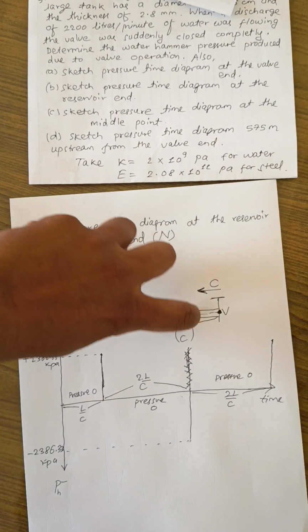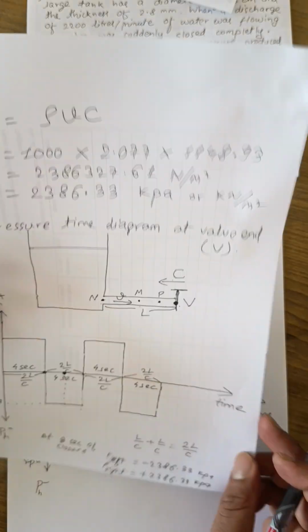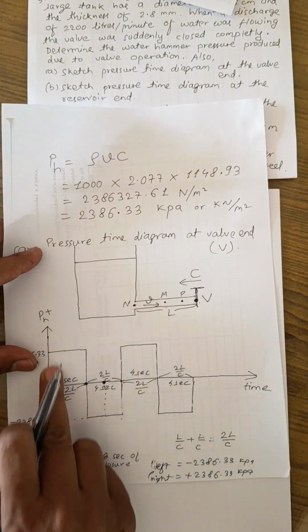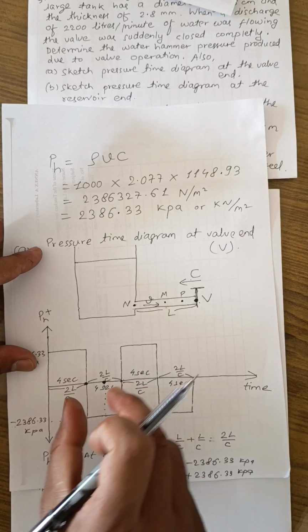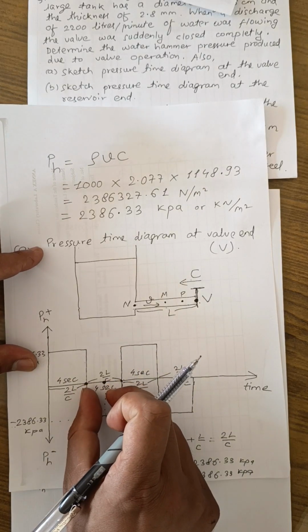If it crosses the point, it feels the pressure all the time. So here at the valve point, there is pressure all the time. There is a positive pressure for the first cycle and a negative pressure for another cycle. Positive pressure is the elastic compression and negative pressure is the elastic tension.